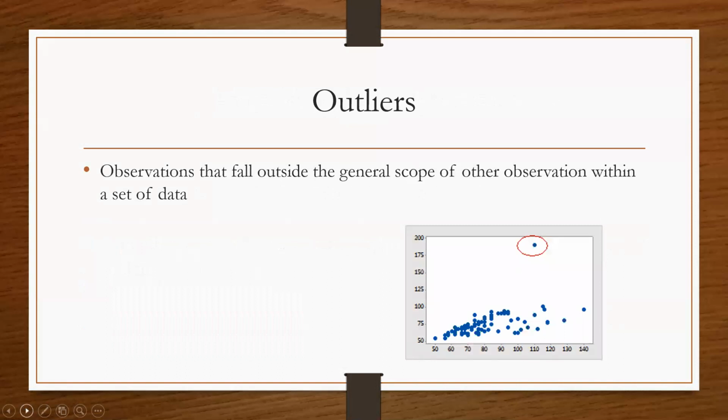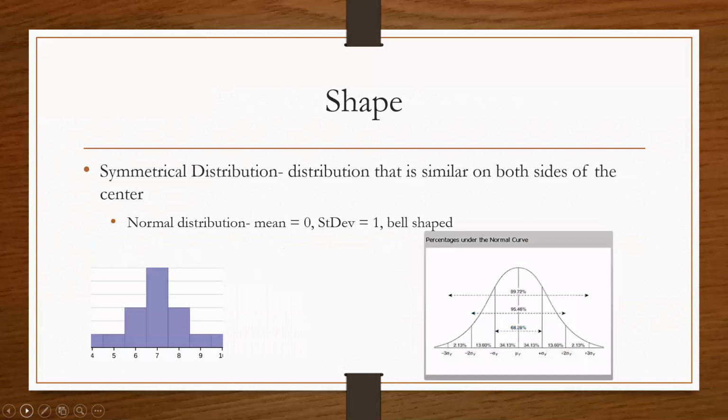Outliers, they're always an issue. We've talked about them to death before. Basically, it's just an observation that falls outside the general scope of observations, and it can really skew your data. Shape, so you always want to try and have a symmetrical distribution. This is a distribution that is similar on both sides of the center. You want the normal distribution, mean equals 0, standard deviation equals 1, bell-shaped.